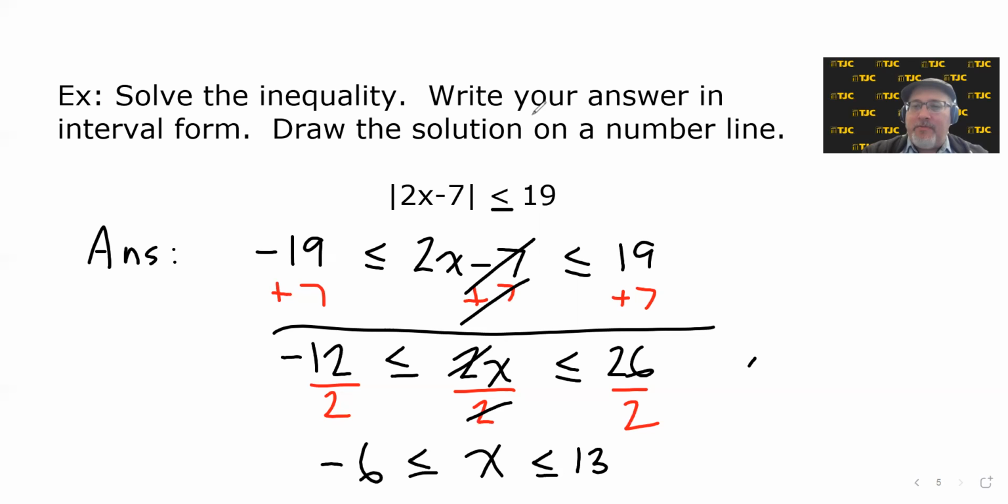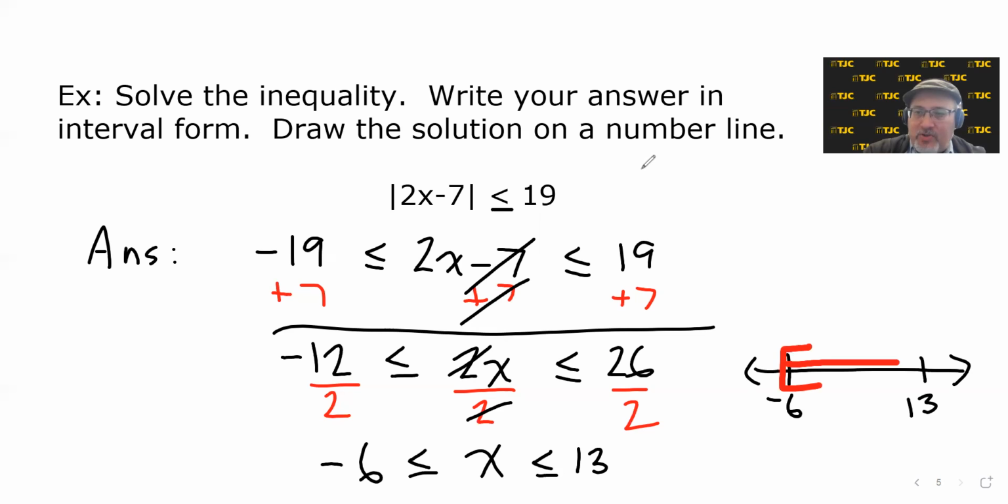As a number line, we would simply shade between negative 6 and 13. That's how you shade a double inequality like this. Because it says less than or equal to, we are going to use a bracket on both the negative 6 and the 13. And in interval notation, it would be bracket negative 6 comma 13 close bracket.